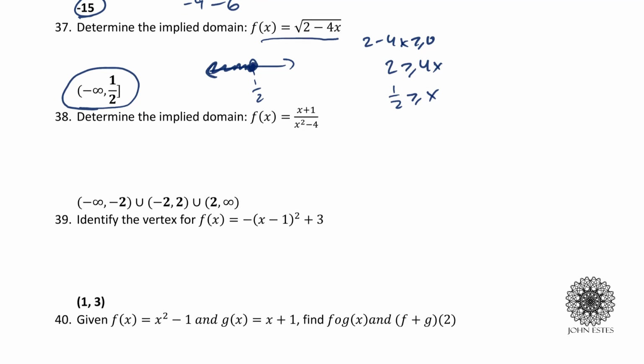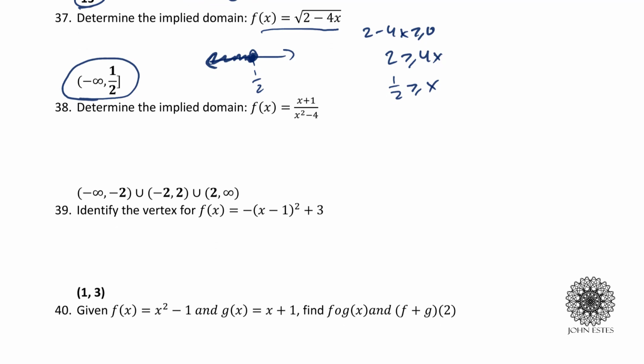Number 38, it's another domain question, and all I have to figure out this time is what makes the denominator 0. So here I need to figure out this equation, and the answers to this are actually things I can't have. So I'm going to say not equal to 0. There's several ways to do this. This one I'll factor as the difference of squares. And so here I see that x can't be 2 and negative 2.